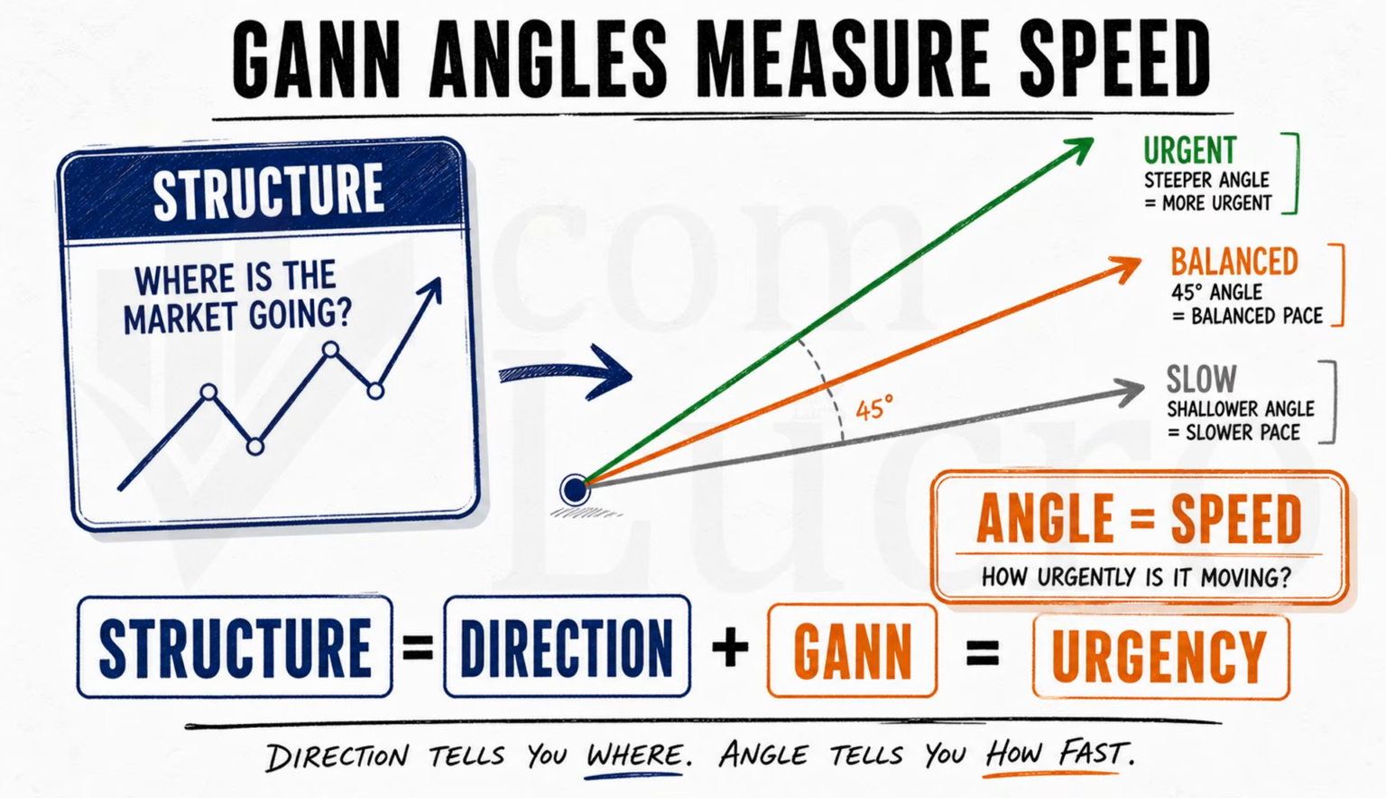Gann angles measure something none of the previous tools do: speed. Structure tells you where the market is going. The angle tells you how urgently.